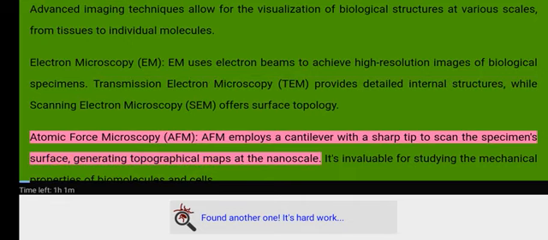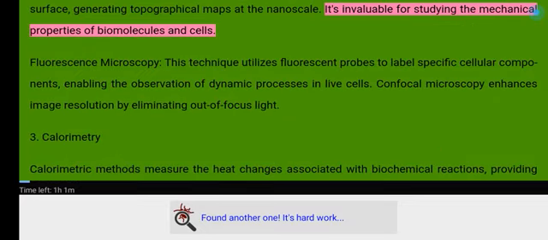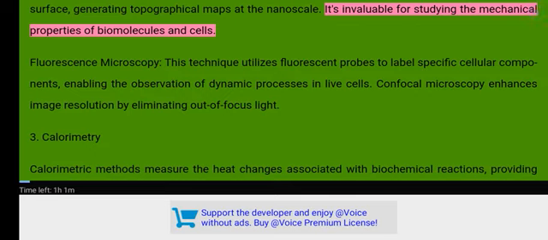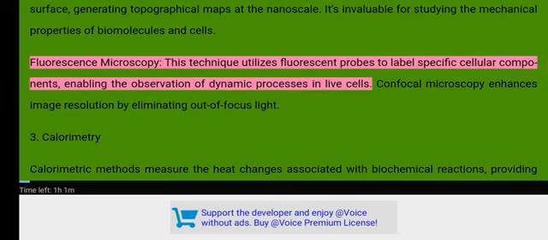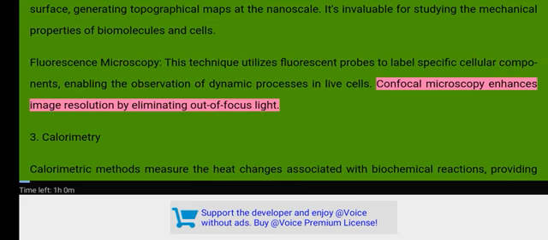Atomic force microscopy (AFM). AFM employs a cantilever with a sharp tip to scan the specimen's surface, generating topographical maps at the nanoscale. It's invaluable for studying the mechanical properties of biomolecules and cells. Fluorescence microscopy. This technique utilizes fluorescent probes to label specific cellular components, enabling the observation of dynamic processes in live cells. Confocal microscopy enhances image resolution by eliminating out-of-focus light.